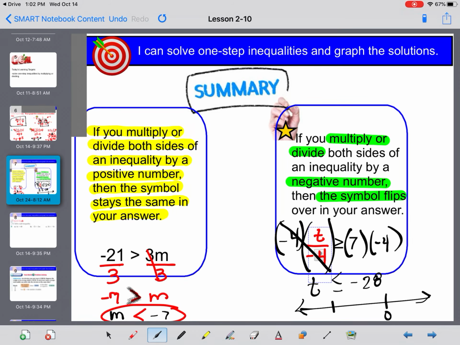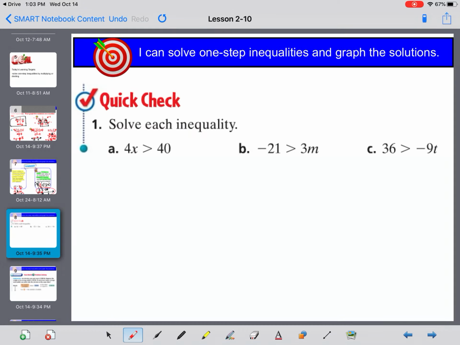Then I graph it on a number line. Here's 0, here's negative 28. Greater than or less than or equal to, I fill it in, and I draw an arrow to the left. Okay.